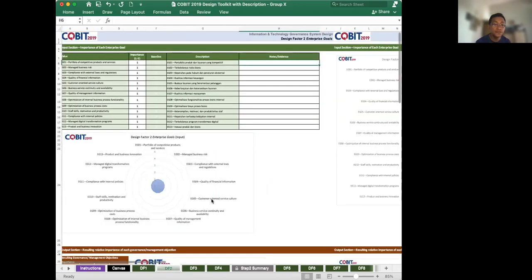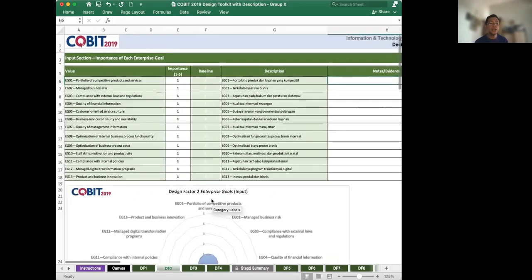For the DF2 here, you need to set up the importance of enterprise goals. This one is actually the automatic version of the previous task that you have done before the mid exam. When you perform the alignment from the enterprise goal into the alignment goals, and then you will have the GMO. So this is the more automatic version, compared to the manual one that you have performed previously. So this is very simple actually.